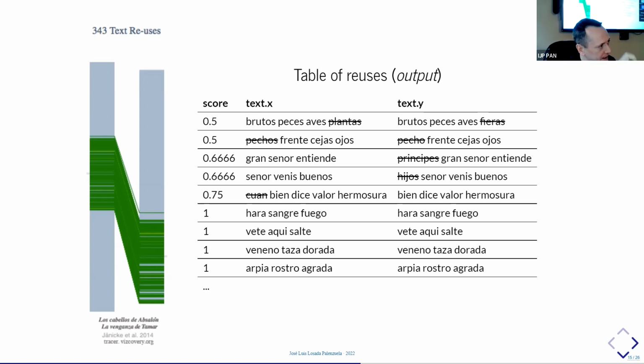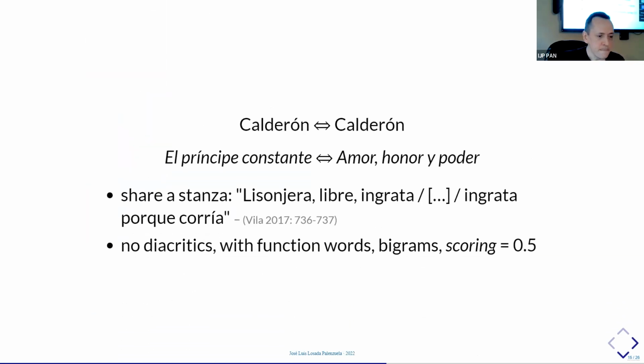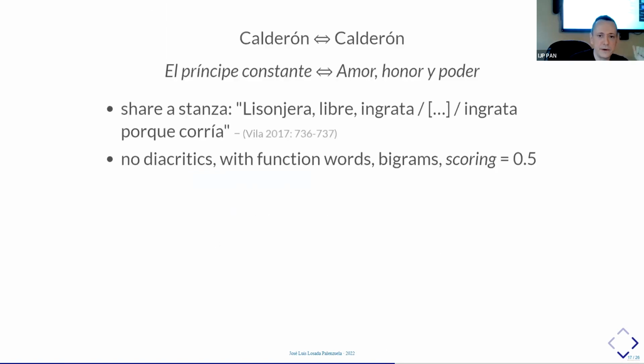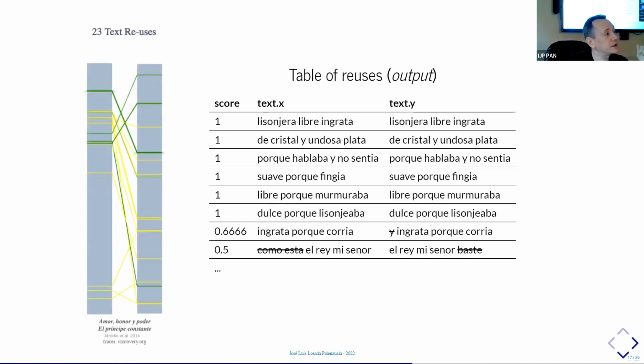Now, playing around with the score in here, as I said before, TF-IDF couldn't get this text reuse with just the stanza. But I tried again with Tracer, this time again with no diacritics, but I left the function words, bigrams again, scoring 0.5, and it was able to find it.